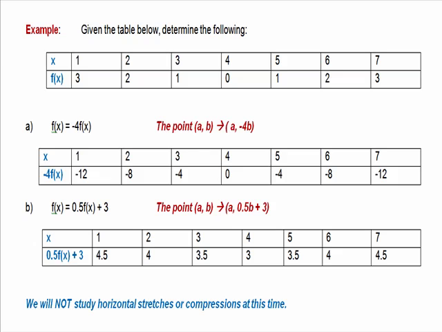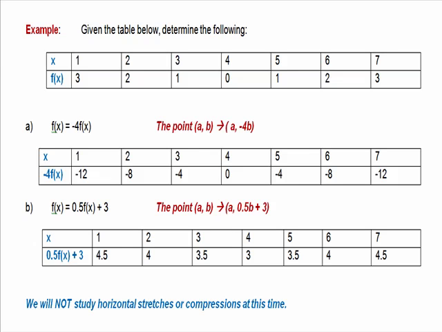So let's take a look at a set of tables here, and just do this example rather quickly. Given the table below, I have 1, 2, 3, 4, 5, 6, 7 as my x's, and 3, 2, 1, 0, 1, 2, 3 as my y's. Now, suppose I wanted f(x), I probably should say g(x), is negative 4 times f(x). Like I said, I probably should make it a different function. The point (a, b) is going to go to the point (a, negative 4b), because it's going to take the old y values and multiply them by negative 4. That's what I did to make the table: I kept the x's the same and multiplied the y's by negative 4.